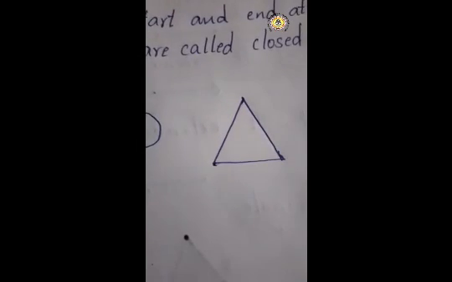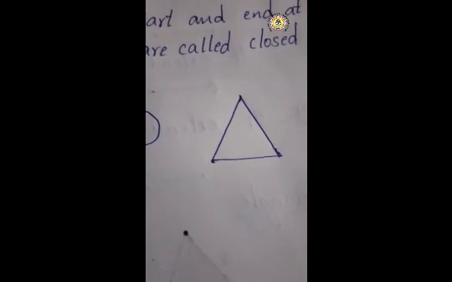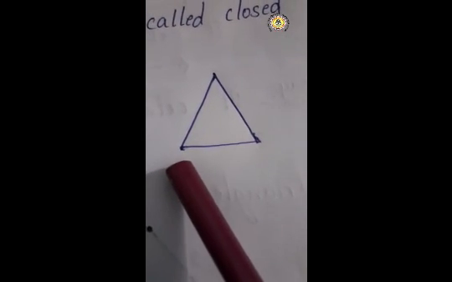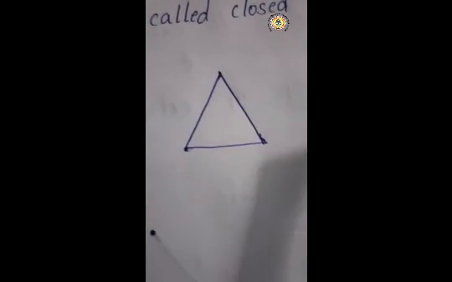Now with straight lines. Look here, it is using straight lines. Is it closed or not? For example, it started here and again it comes back to the same position. So the starting and ending points are the same. So it is a closed figure. Now you understood closed figures?